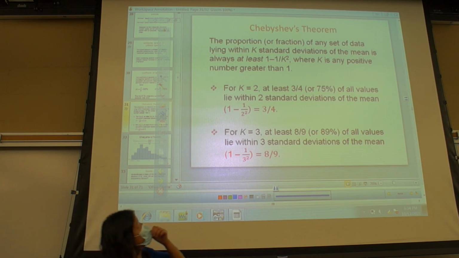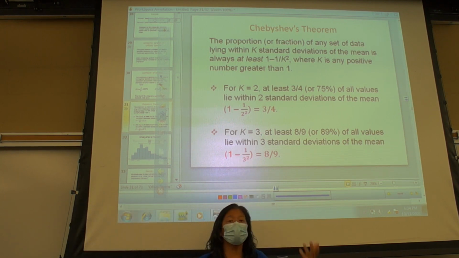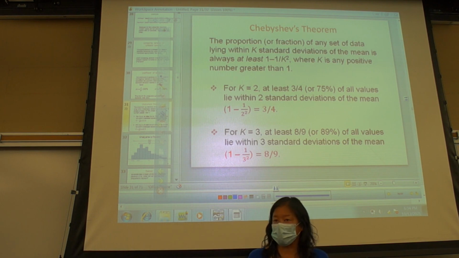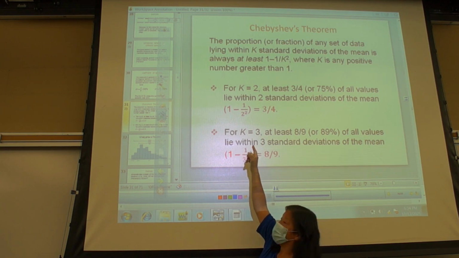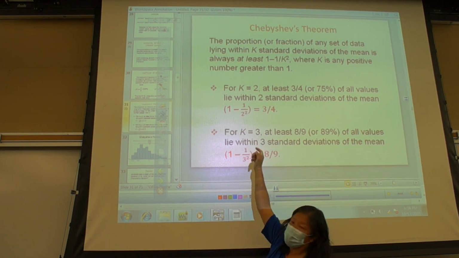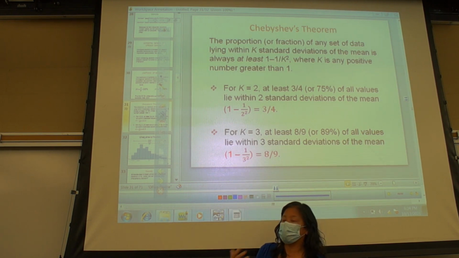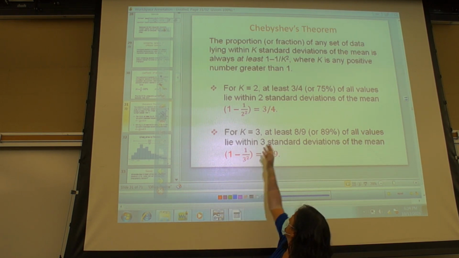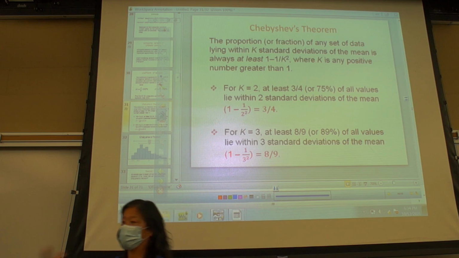Right, so pause for a second. When k is 2, that means we want 2 standard deviations. K stands for how many standard deviations. So 2 standard deviations means 1 minus 1 over 2 squared. What's 2 squared? 4. 1 minus 1/4 is 3/4. So 3/4 of the data is going to lie within 2 standard deviations.